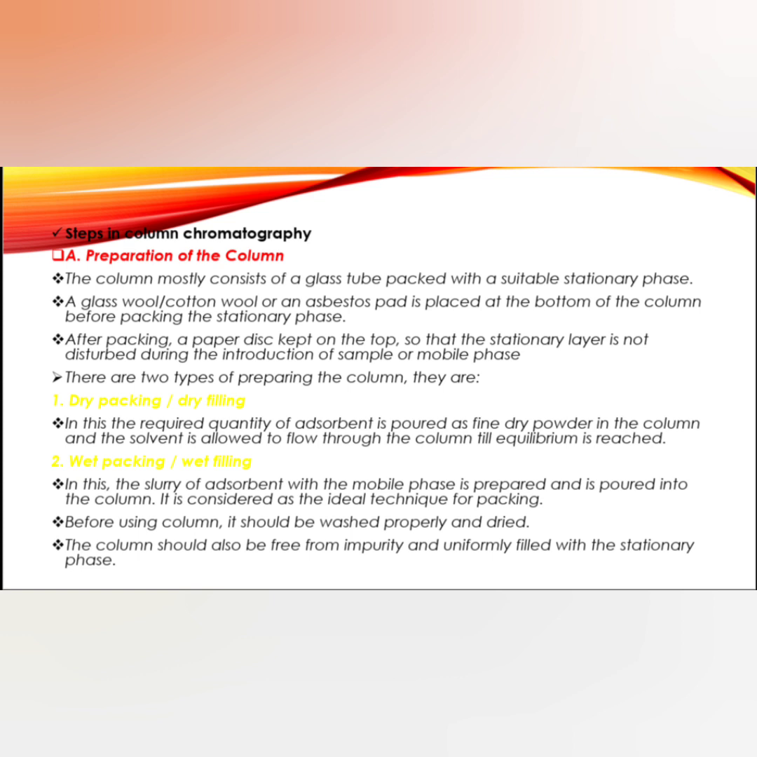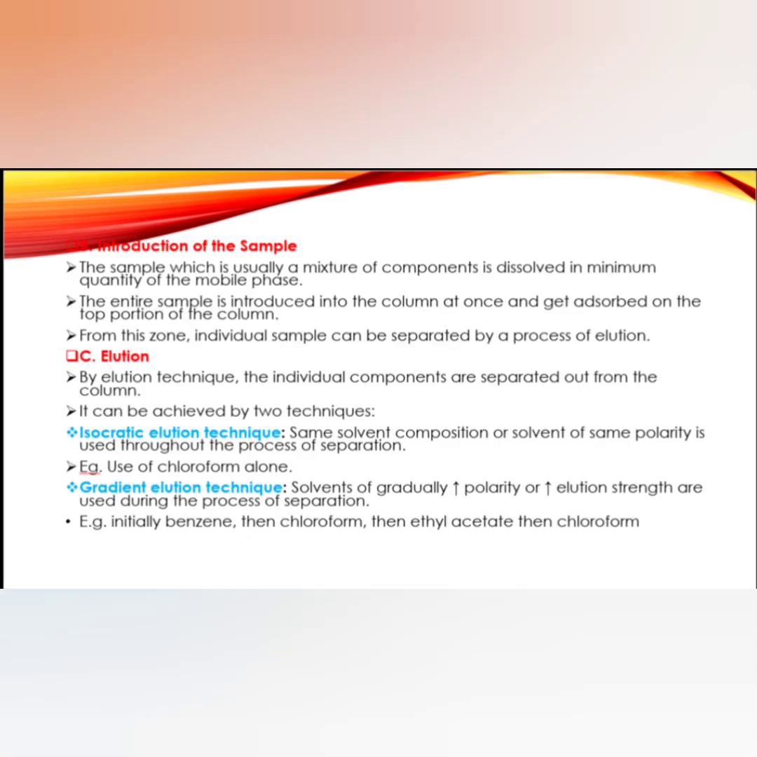Before using the column, it should be washed properly and dried. The column should also be free from impurities and uniformly filled with the stationary phase. And next one is introduction of the sample. The sample, which is usually a mixture of components, is dissolved in a minimum quantity of the mobile phase. The entire sample is introduced into the column at once and gets adsorbed on the top portion of the column. From this zone, individual components can be separated by a process of elution.